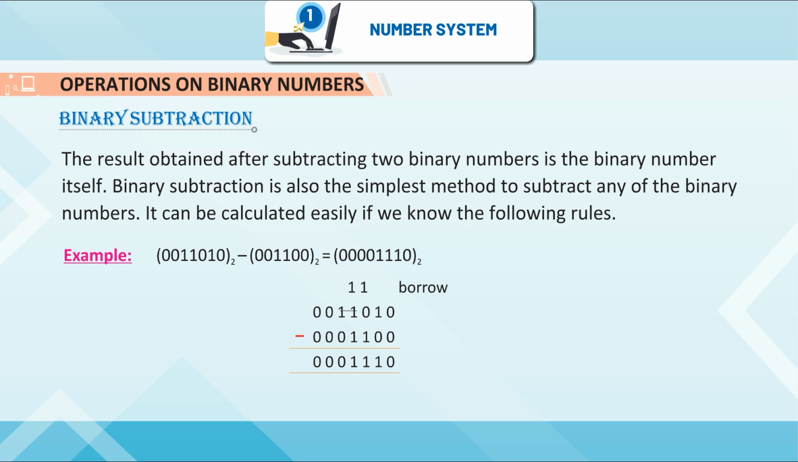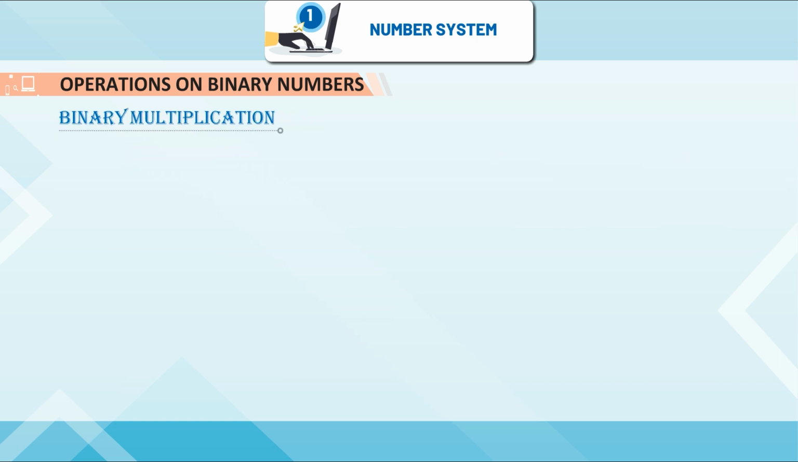Example: 00111010 with base 2 minus 001100 with base 2 is equal to 00001110 with base 2.